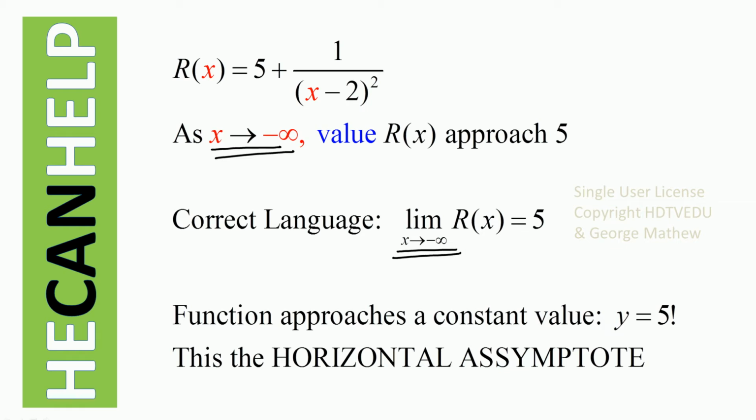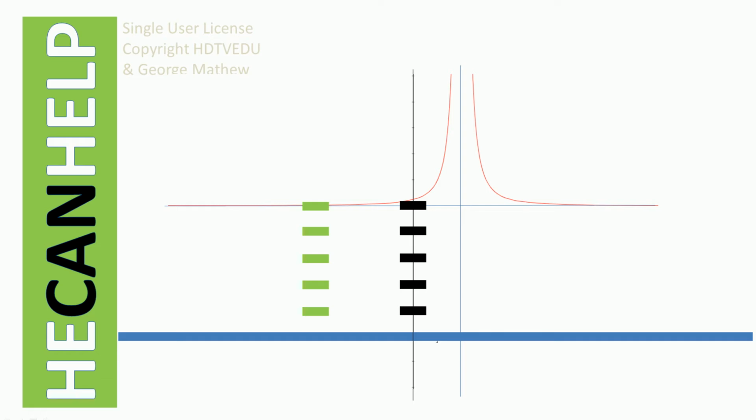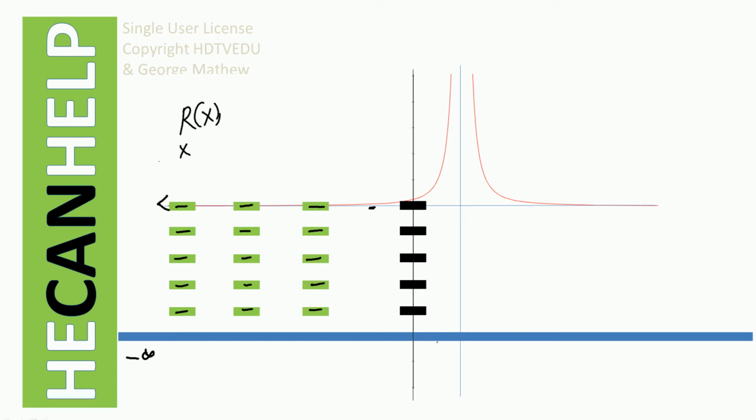The function approaches a constant value, y is equal to 5. That is a horizontal line. So as x approaches negative infinity, the function approaches 5. As you get closer and closer to negative infinity, the value of our function approaches 5. The limit of r of x as x approaches negative infinity is equal to 5.